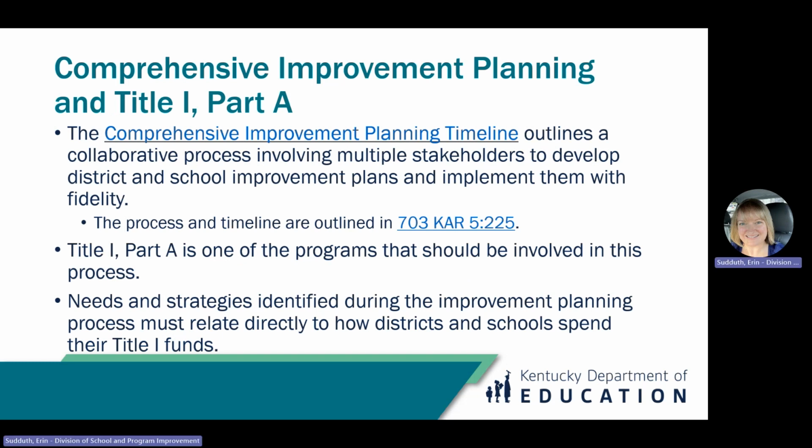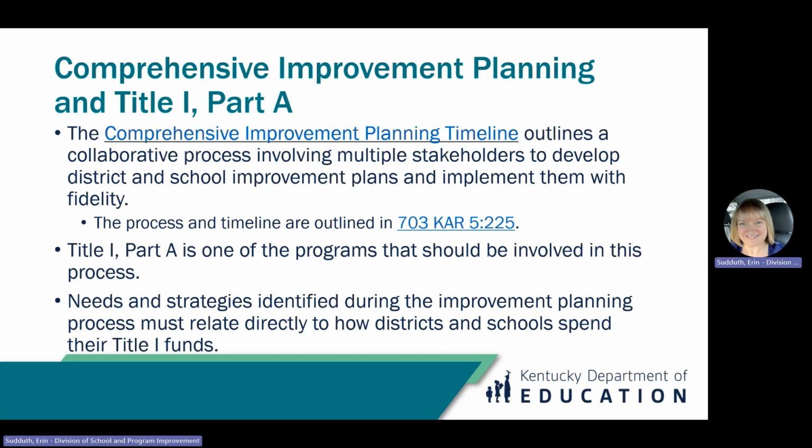The Comprehensive Improvement Planning Timeline outlines a collaborative process involving multiple stakeholders to develop district and school improvement plans and implement those plans with fidelity. Now, this process and the timeline are outlined in 703 KAR 5:225. Title I Part A is one of the programs that should be involved in this process. The needs and strategies identified during the improvement planning process must relate directly to how districts and schools spend their Title I funds. When developed through a collaborative process involving multiple stakeholders and implemented with fidelity, the tools developed cultivate an environment that promotes student growth and achievement.